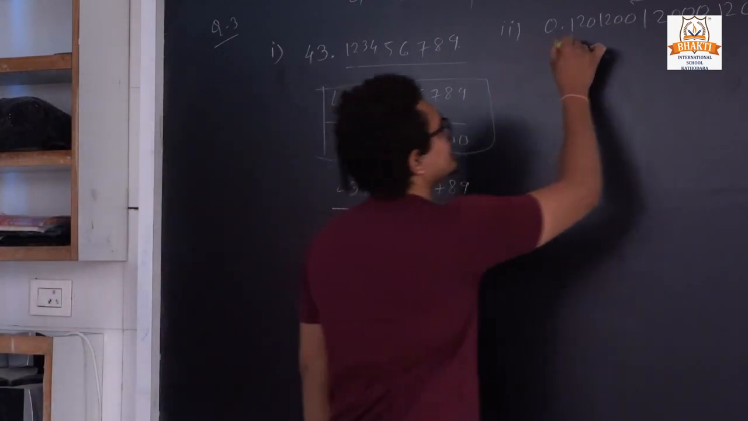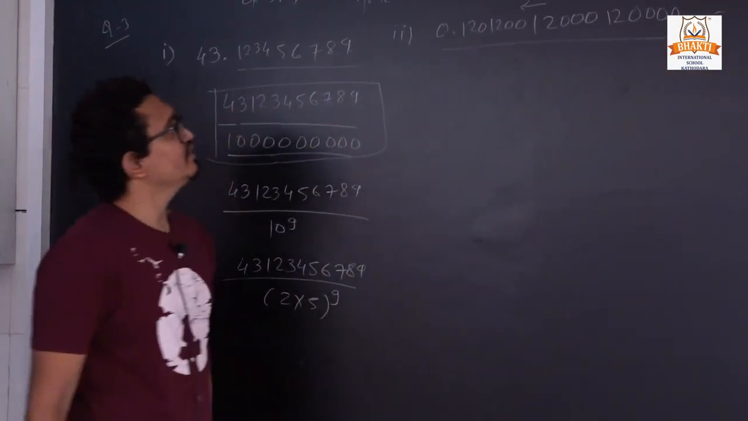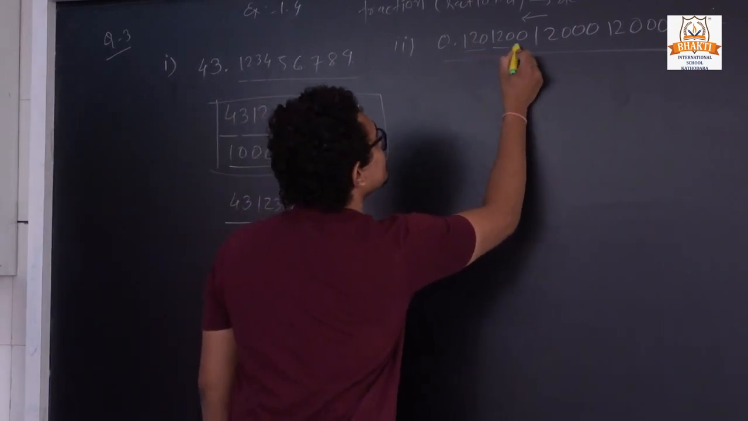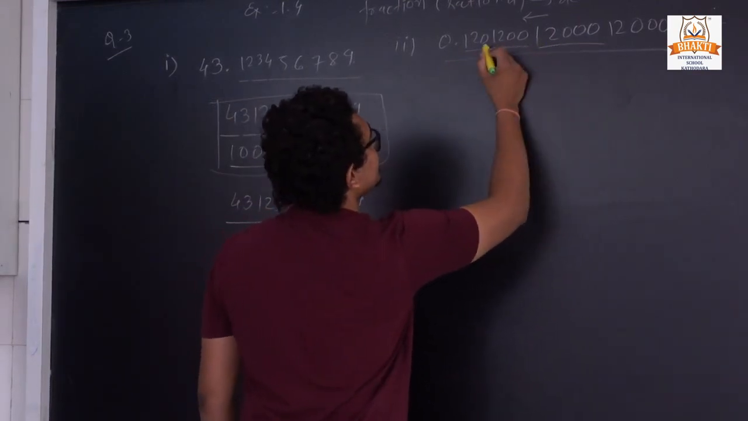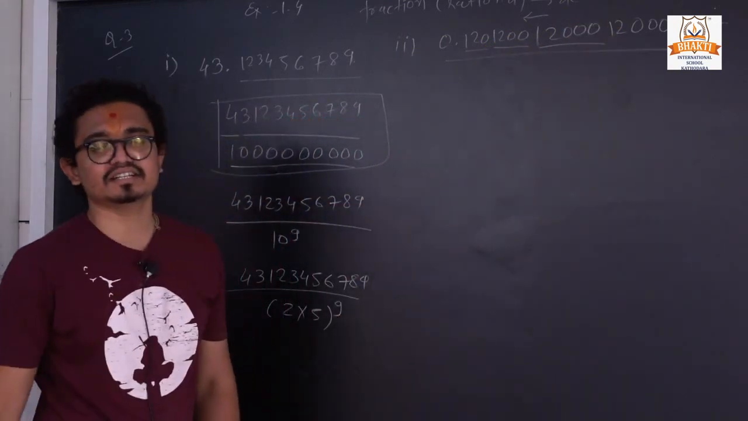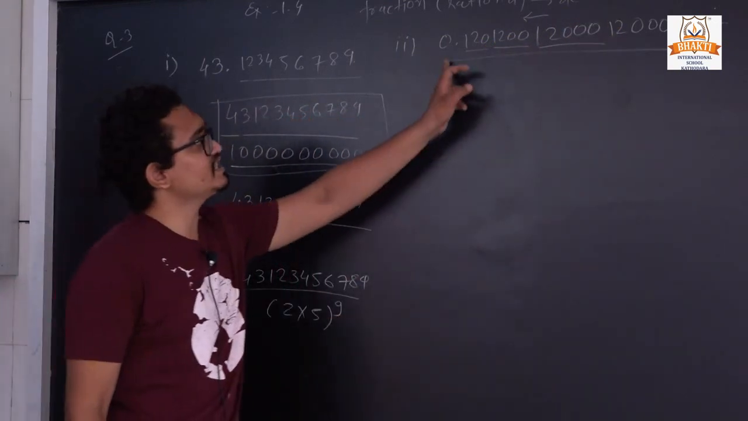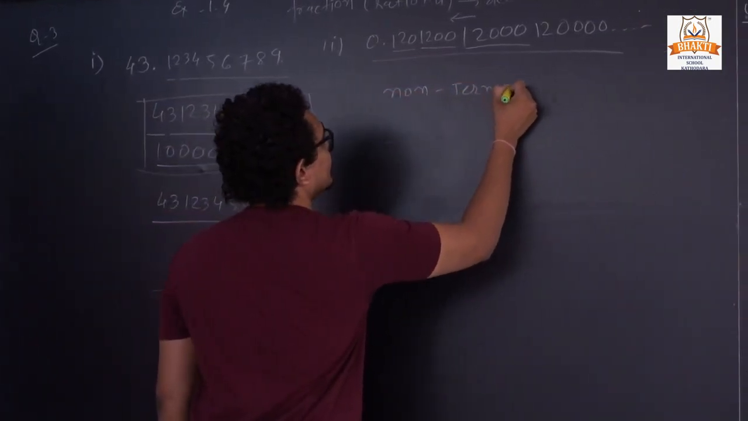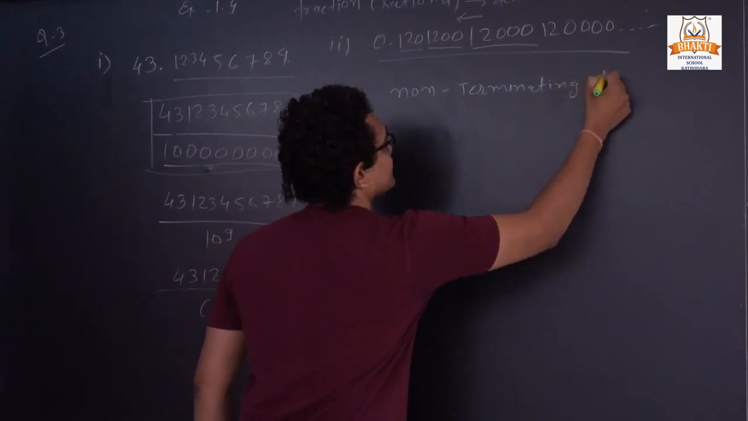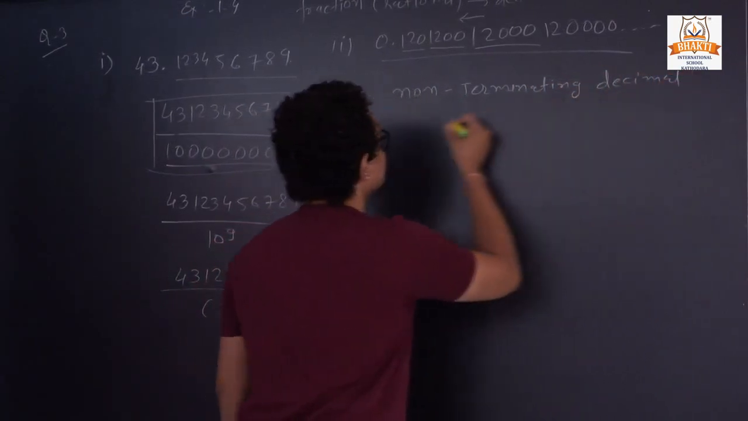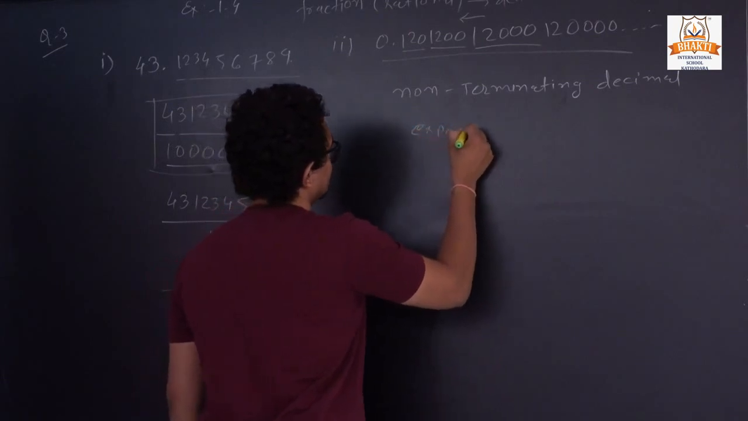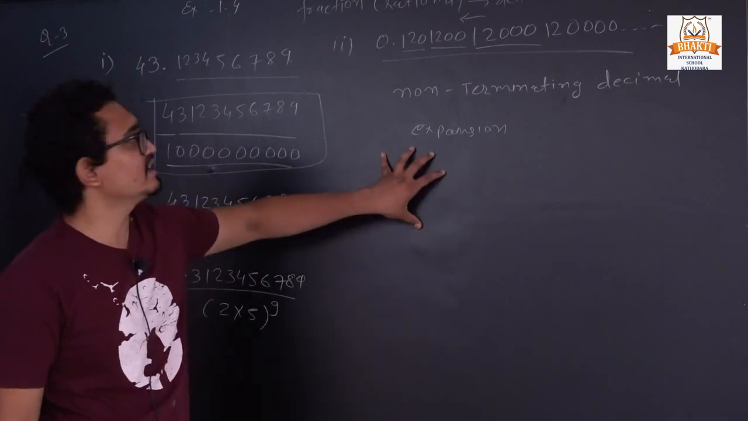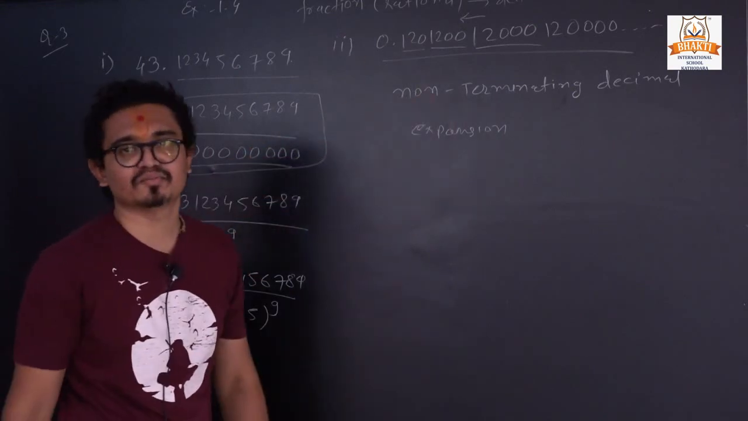So similarly for question number 2, but in question number 2 you can clearly see what, here 120, then 1200, then 12,000. So digits are not repeated, digits are different. So if digits are different, which kind of number is it? Non-terminating decimal expansion. So it is a non-terminating decimal expansion. So we cannot convert that number into the fraction form.